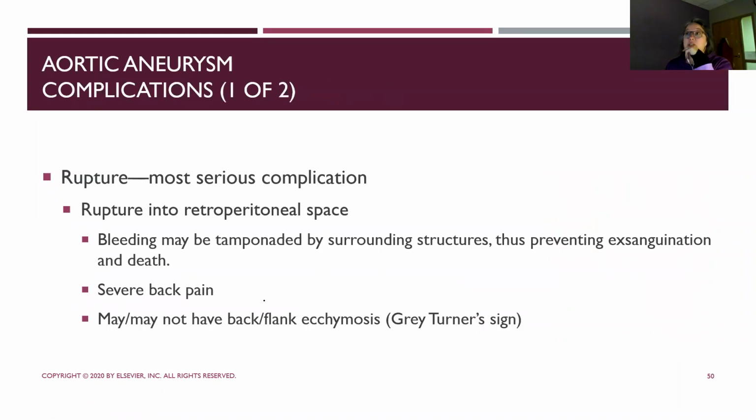Rupture is the most serious complication of any aortic aneurysm, whether it be an ascending, a thoracic, or a AAA. And rupture with a AAA happens into the retroperitoneal space. Bleeding can be tamponaded, and otherwise it gets some internal compression by surrounding structures. And that can actually prevent bleeding out, which is exsanguination, and then death. You can actually bleed out and never have blood coming out of your skin, and this is one of the ways that you can do it.